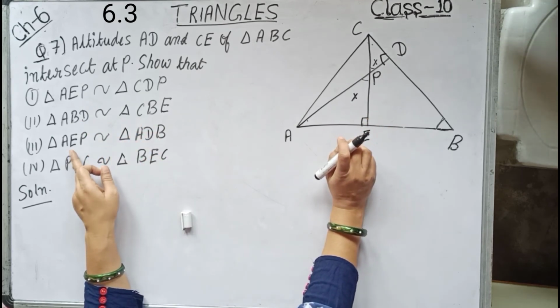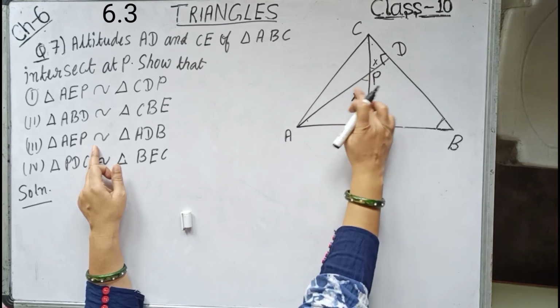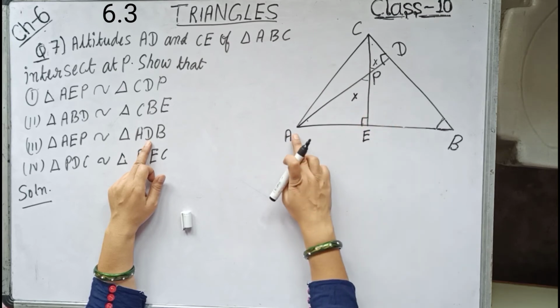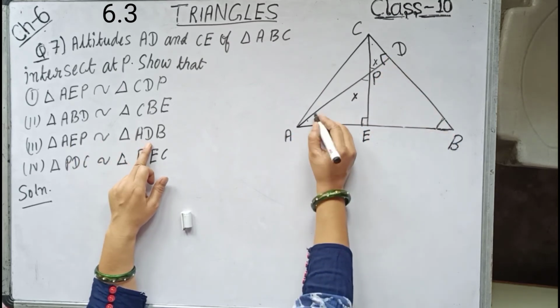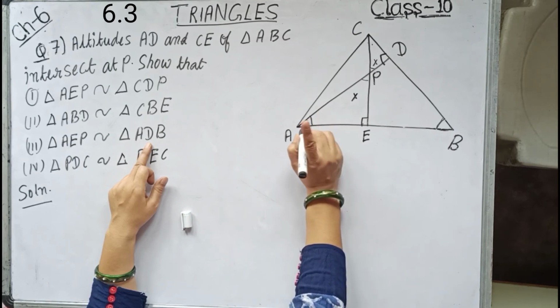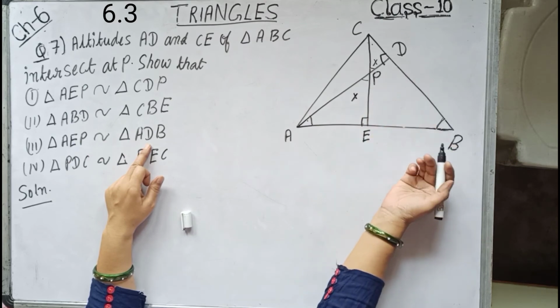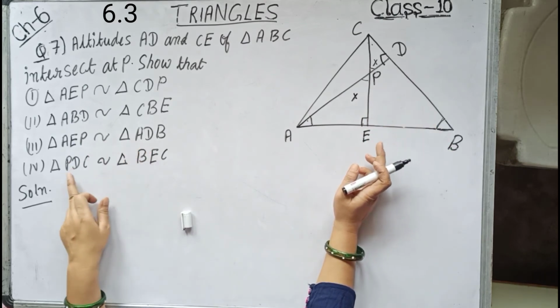Next, number 3. In triangle AEP, this triangle, we have to prove it similar to ADB. Let us see the naming. A and A. Obviously angle A is common. Angle A equals to angle A, we will be writing. E and D are 90 degree. So again by double A similarity, these two triangles are similar.